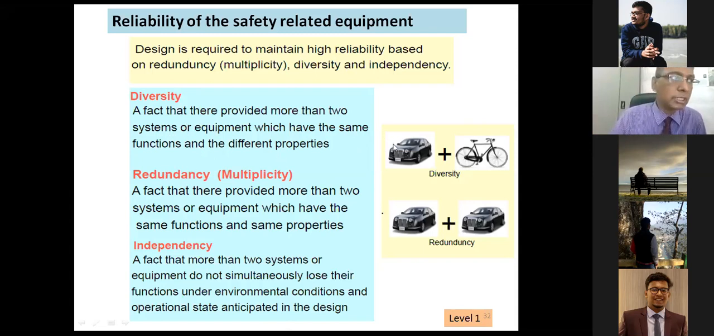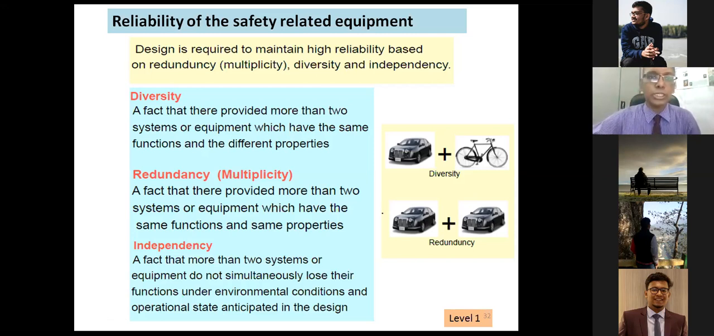Similarly, redundancy. Redundancy means if you buy a car or any component, you must have an alternate of the same type of car. That's why it is called redundancy or multiplicity. And the last one, independency. It is a fact that more than two systems or equipment do not simultaneously lose their function. It means if you have some systems inside the reactor core, the two systems will not fail or break at the same time. Definitely one may be lost or broken, but the other one should be sustained. That's called independency.